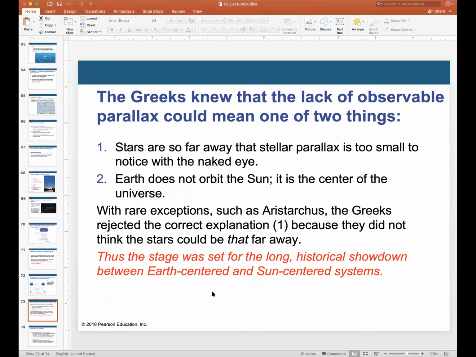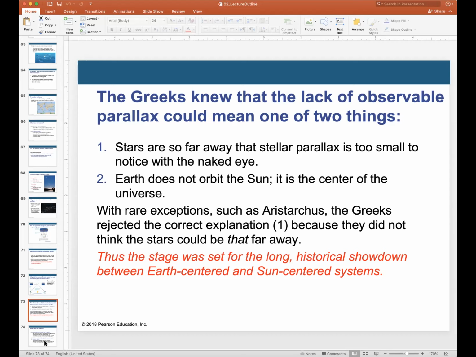So stars are so far away that the stellar parallax is too small to notice with the naked eye. You need a telescope, as I said. Earth does not orbit the sun. It is the center of the universe. That's what the ancient Greeks, or the ancient people, were thinking, or that's what they understood. And as I said, this set the stage for a long historical showdown between the Earth-centered and Sun-centered systems.